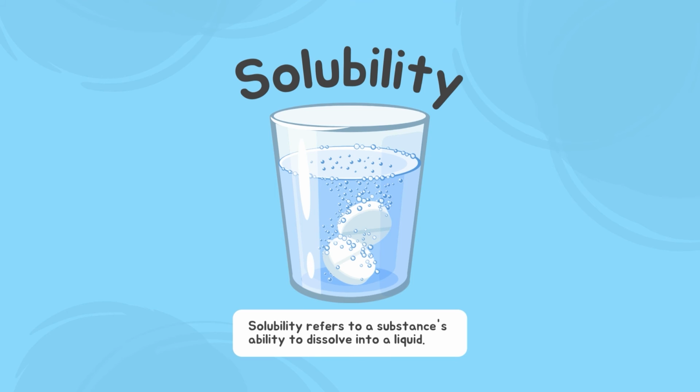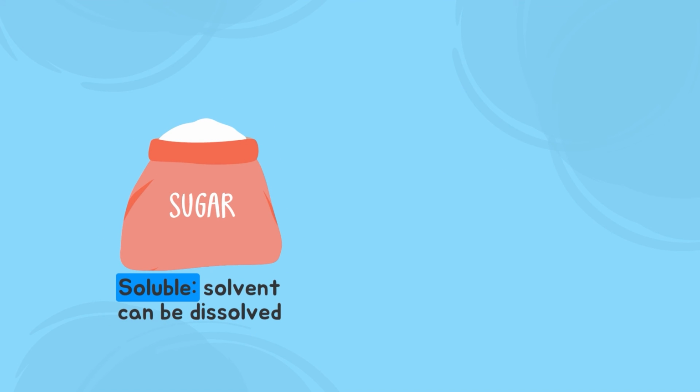Now that we got all of that out of the way, let's talk about solubility. Solubility refers to a substance's ability to dissolve into a liquid. Dissolving means that the solid completely disappears into the liquid and there are barely any traces of the solid left. The thing that we are trying to dissolve is called the solute. The liquid that we are trying to dissolve the solute in is called the solvent. If a substance easily dissolves into a water solvent, it is considered to be soluble.